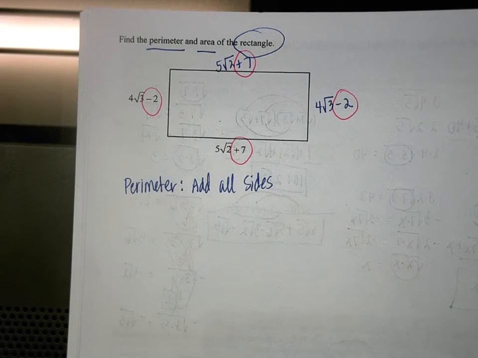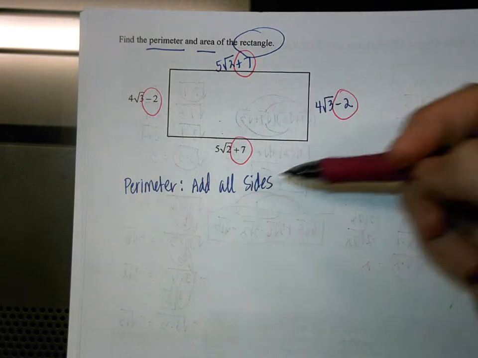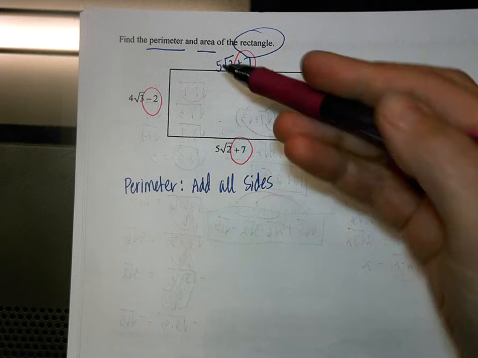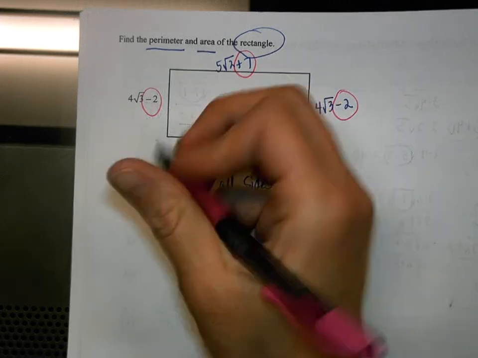We could have also done negative 2 plus 7, which is 5, and then we knew the other 2 would make 5, and 5 plus 5 is 10. Okay. Are we all good there?